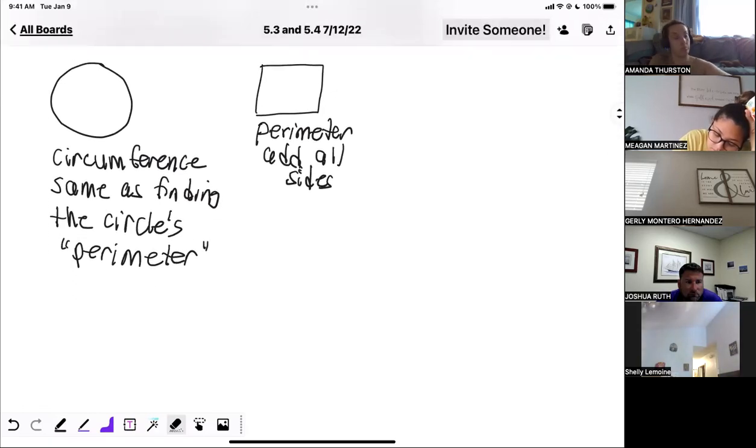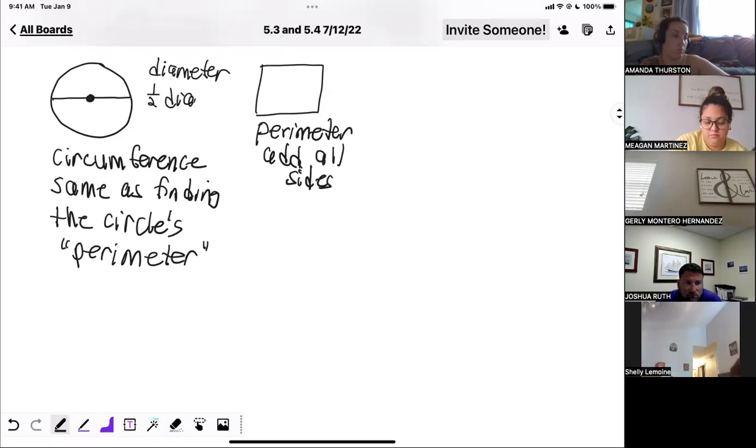All right, two things though in a circle that we need to talk about. We have this line that goes through the circle, through the center. That's called your diameter. That's the line that goes through the whole center of the circle. And then half a diameter is called a radius. Half the diameter is called the radius. Radius, diameter. So we would say that this is the radius.